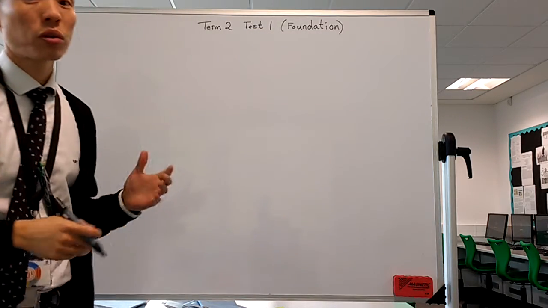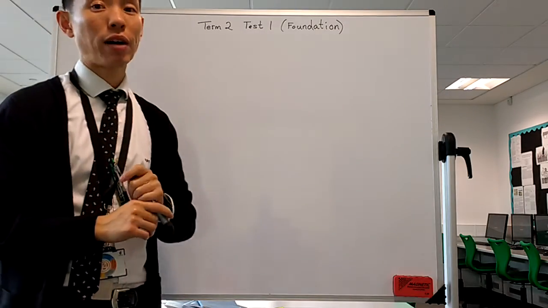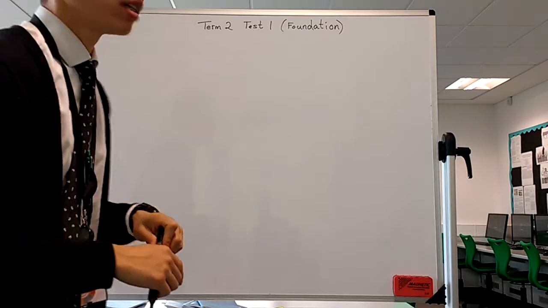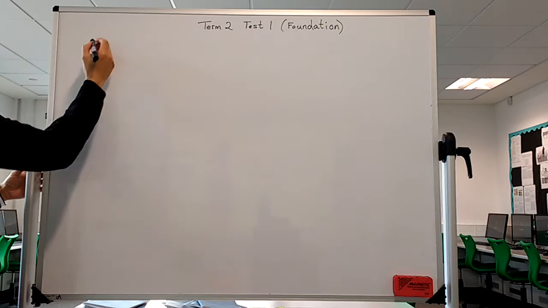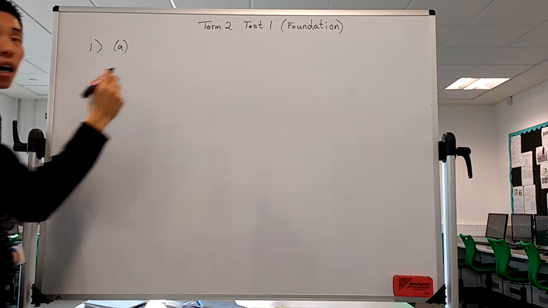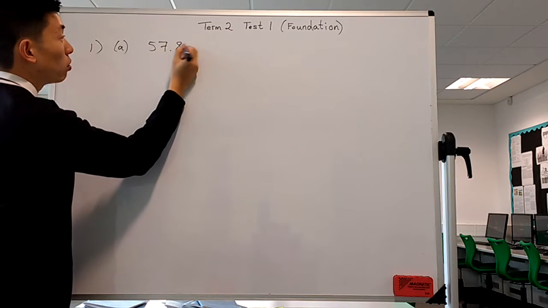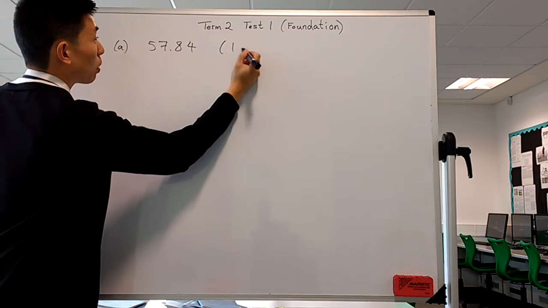Okay, in this tutorial I'm going to show you how to do the Term 2 Test 1 Foundation mini test. Okay, we're going to start with question 1. It's about rounding. So question 1a asks: 57.84 round to 1 decimal place.